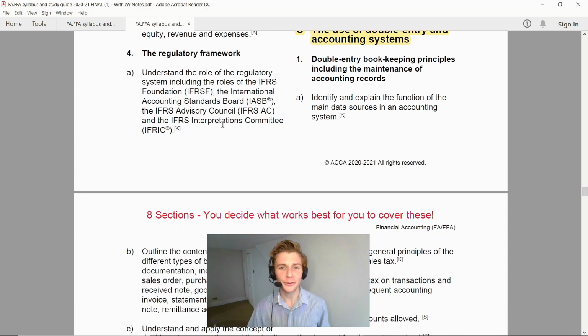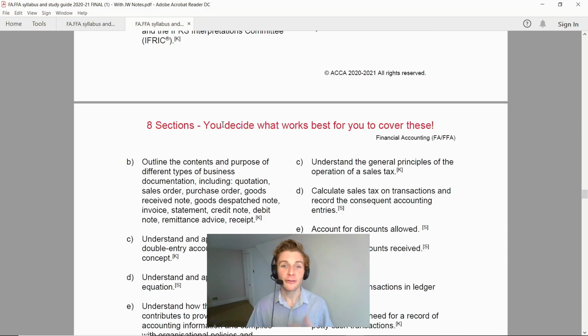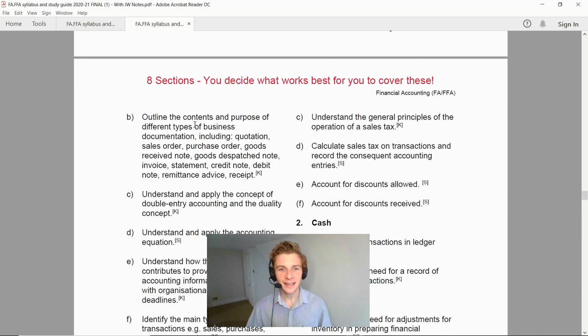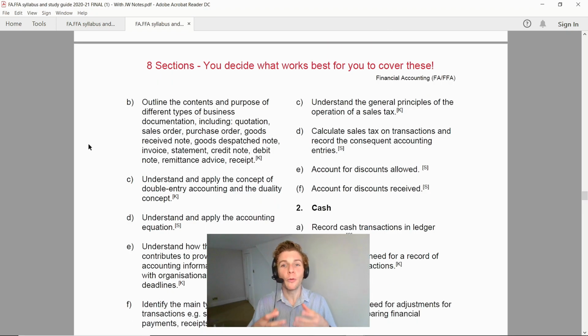But as you go through it, this is where it goes into much greater levels of detail. There are 8 sections on here, so you have to decide what works best for you to cover these areas. I think it's a really good tool to go through, but this will need to be reviewed a lot earlier on in your actual learning phase as you're going through.